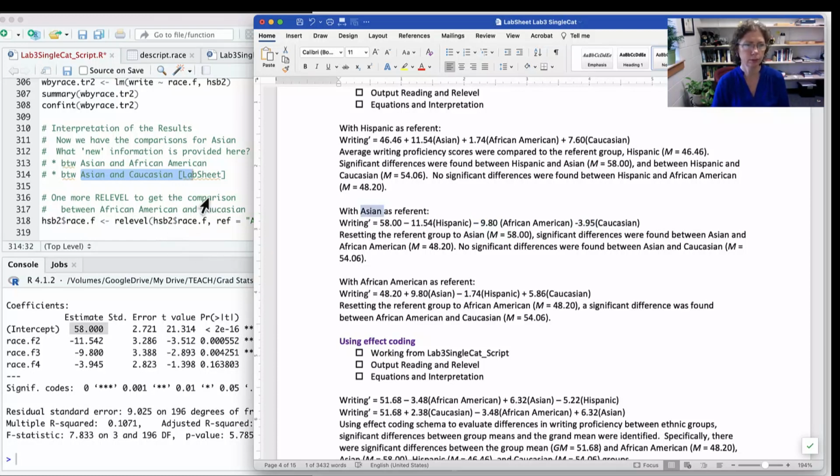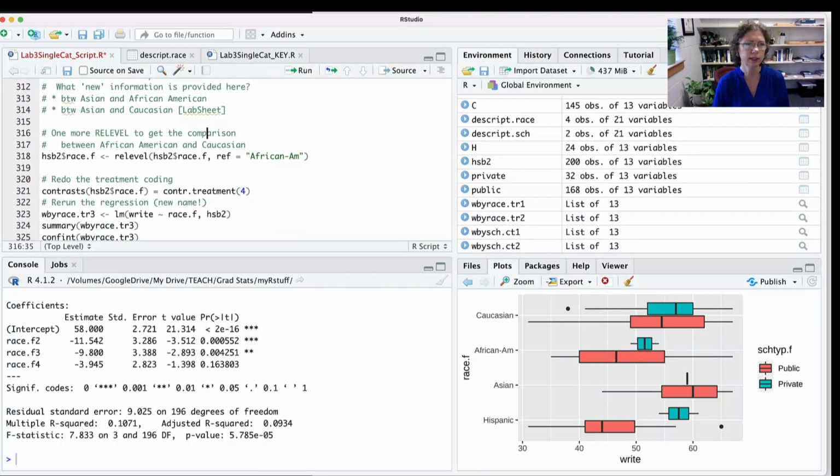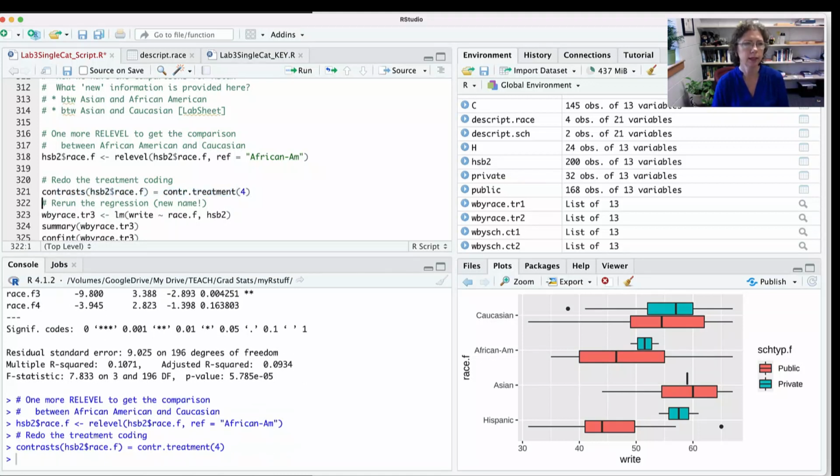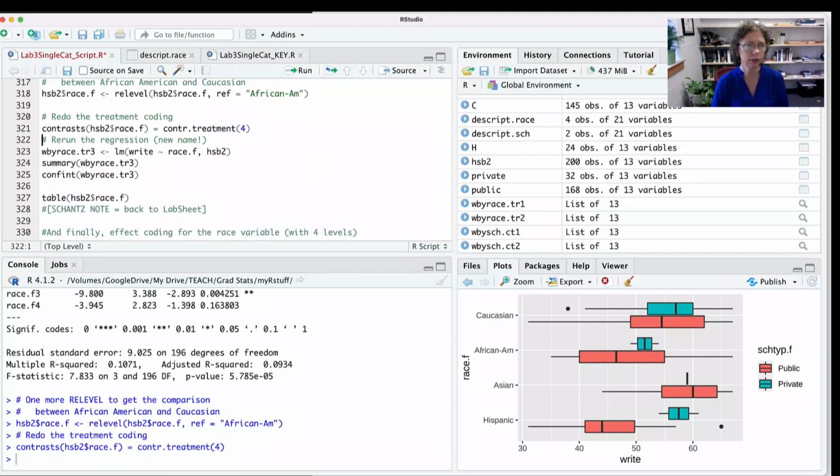So one more relevel, because we still need to get the comparison between African American and Caucasian. So we're going to relevel to move African American up to the front. And with that there, we're going to reapply the treatment coding and then make a new regression, the one I'm calling TR3, so that I keep them attractive.